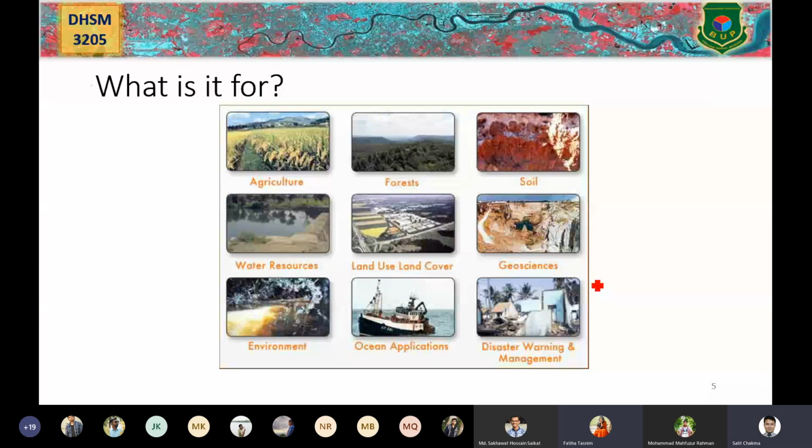So anything that is mapping involved, that is cartography.